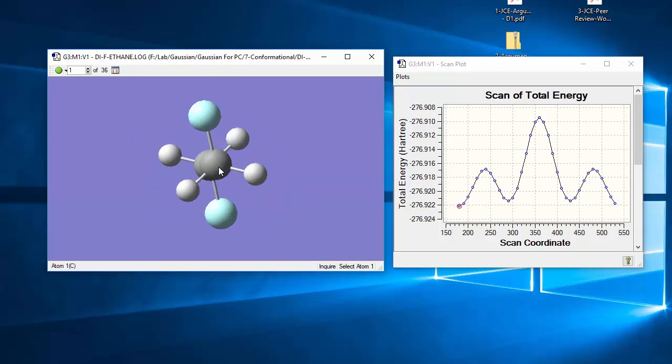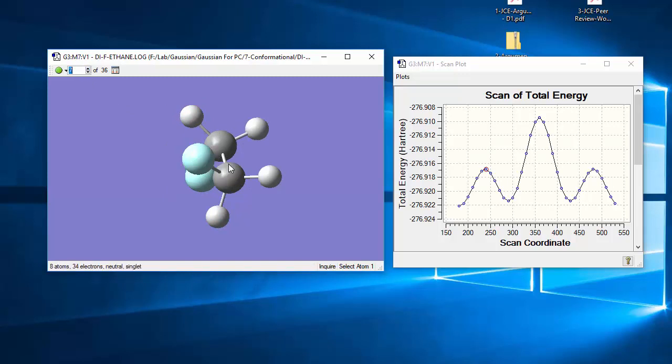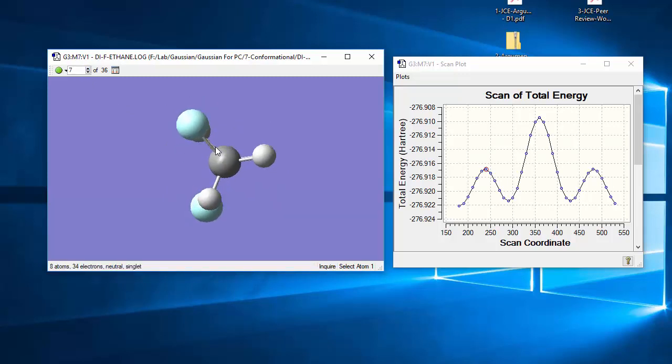They are anti to each other, and this is a staggered conformation. So what I'm going to do is rotate around, and you'll find that the next interesting place that we arrive at is going to be a maximum. And so every 60 degrees or so of rotation, we end up in an interesting conformation, whether it be staggered or eclipsed. Every time we have an eclipsed conformation, we are at a maximum of energy, and the global maximum of energy will be when both fluorines are lined up with each other, eclipsing. But here we are at a local maximum.